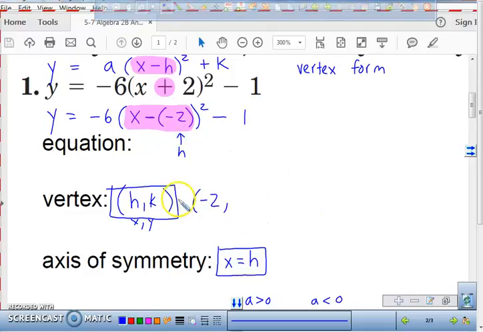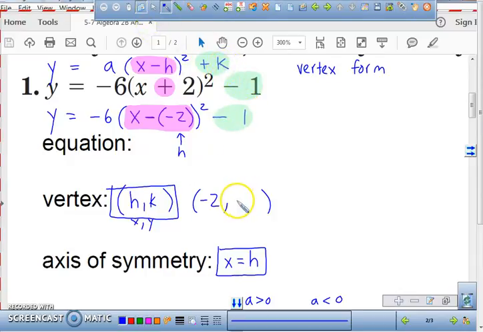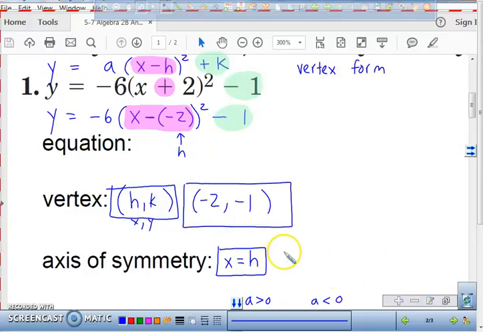Okay? So our vertex is at negative 2, comma, whatever our k value is. Now that's this plus k, right? So what do you think our k value is going to be? It's not going to be a 1, it's going to be a negative 1. So our vertex right here, everybody, is at negative 2, negative 1. We have an axis of symmetry where x is equal to our h value. What is our h value? Negative 2. So I'm going to put x equals negative 2. It's going to be the vertical line that passes straight through the vertex.